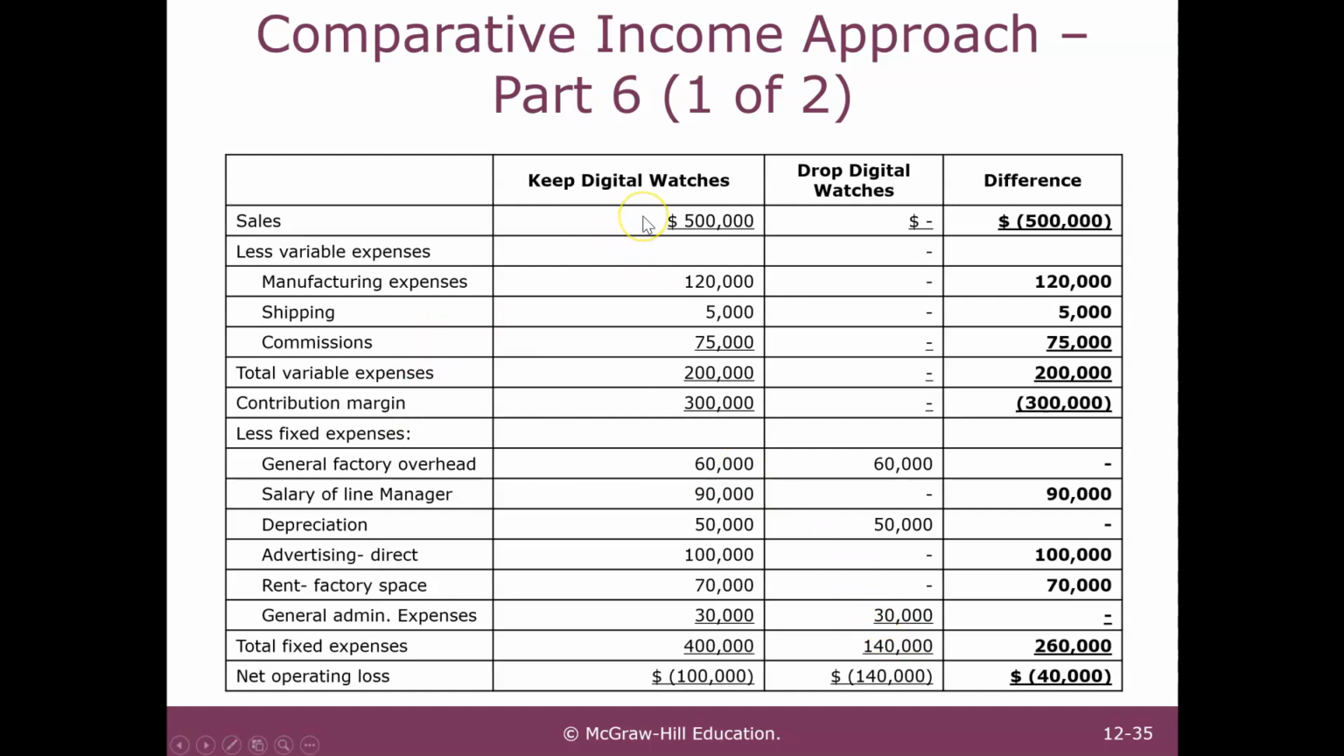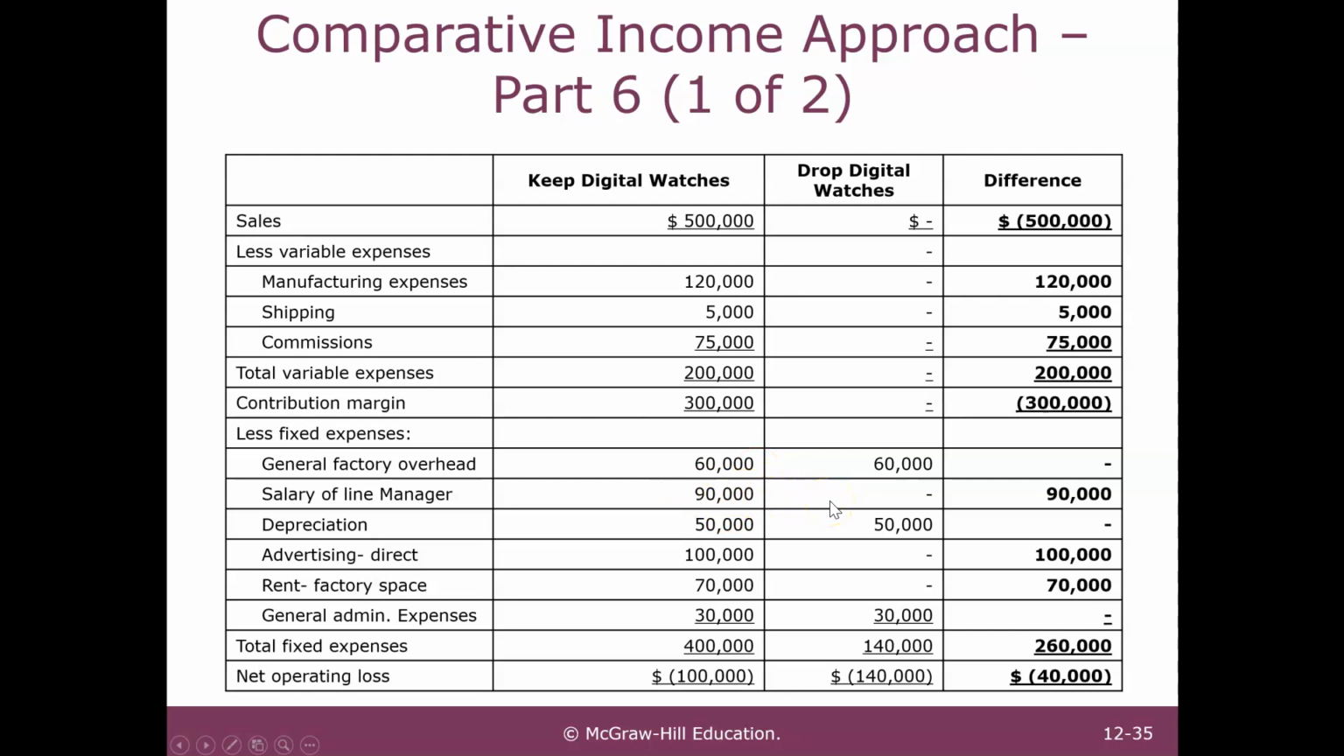Over here we have our sales less our variable expenses. If we drop the digital watch, we wouldn't have any of those, therefore the difference will be that exact amount. Looking at our fixed expenses, the general factory overhead we would still have under both, and the depreciation here is the same, so that is $0. The salary of the line manager is $90,000.